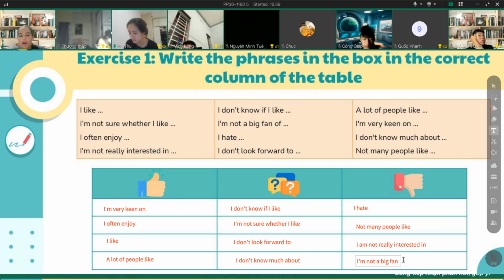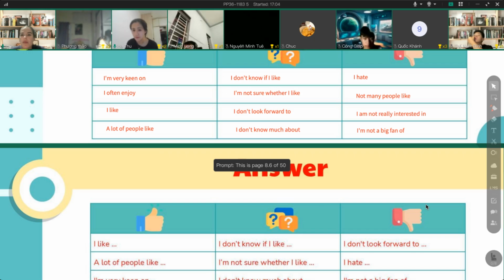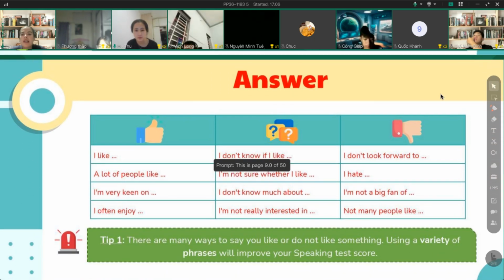Let's have a look and see whether you guys are right. Okay, firstly was I like, a lot of people like, I'm very keen on, and I often enjoy. Next was I don't know if I like, I'm not sure whether I like, I don't know much about, and I'm not really interested in. Lastly, I don't look forward to, I hate, I'm not a big fan of, and not many people like.